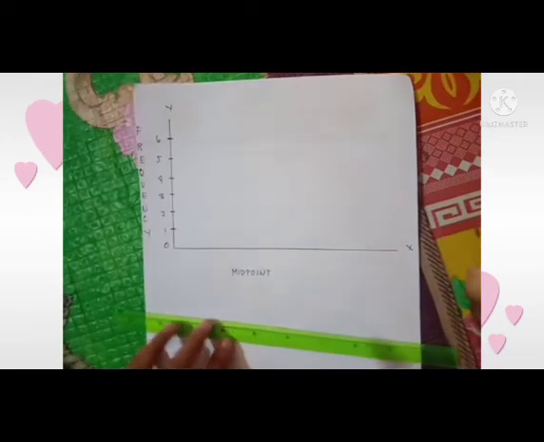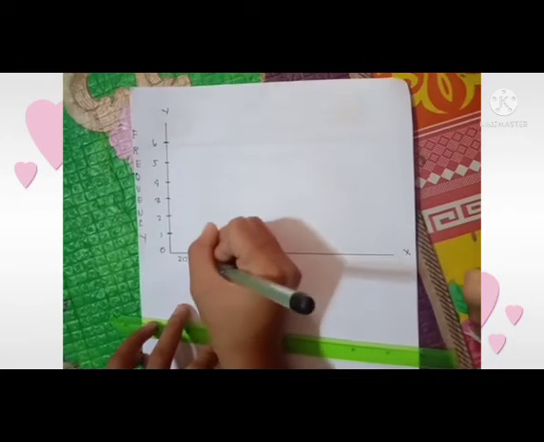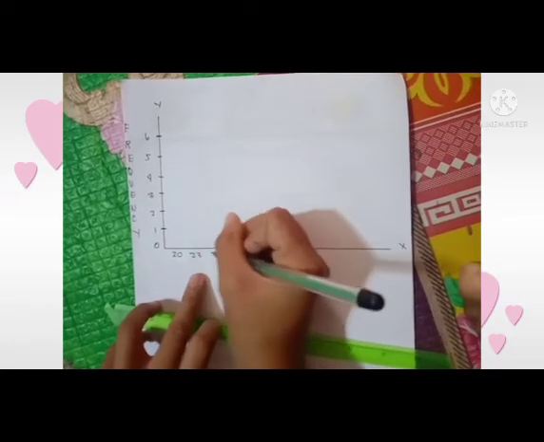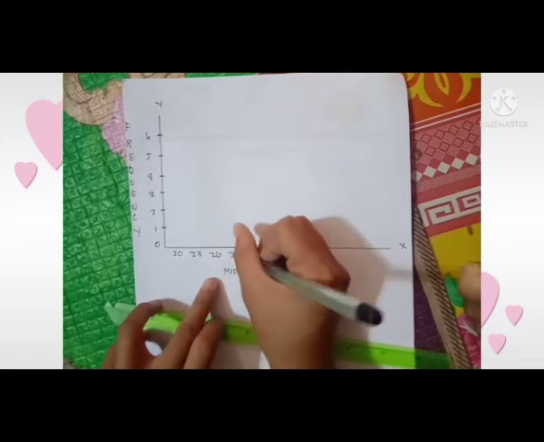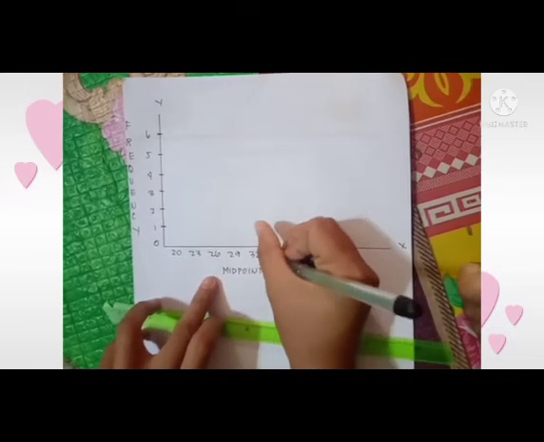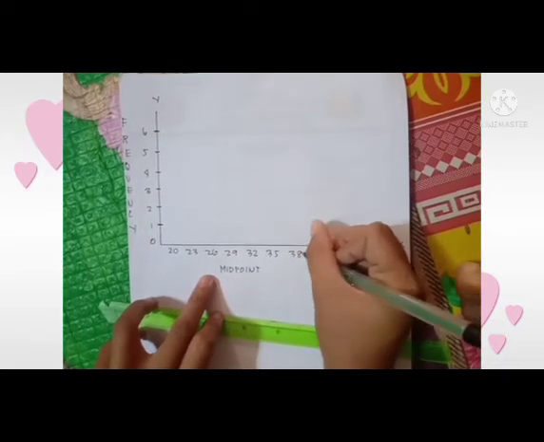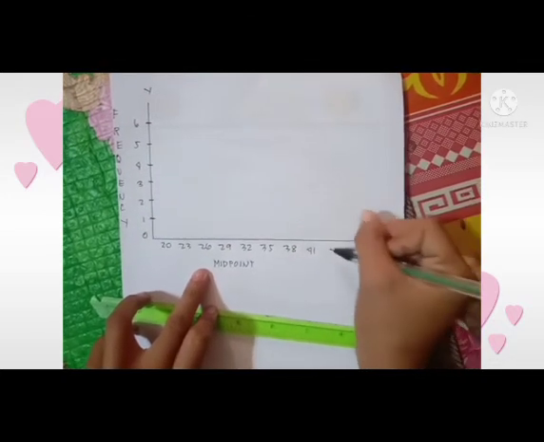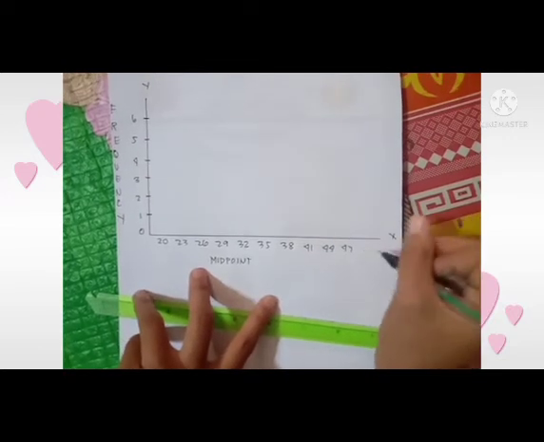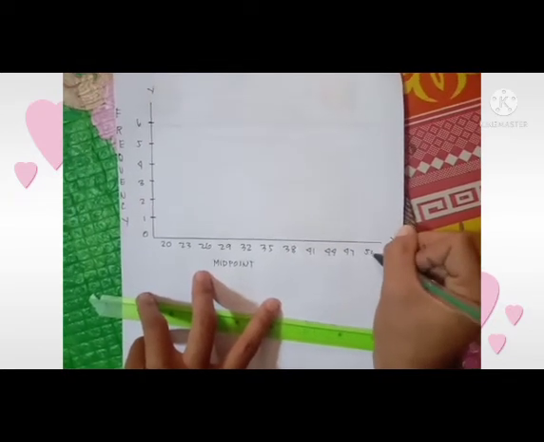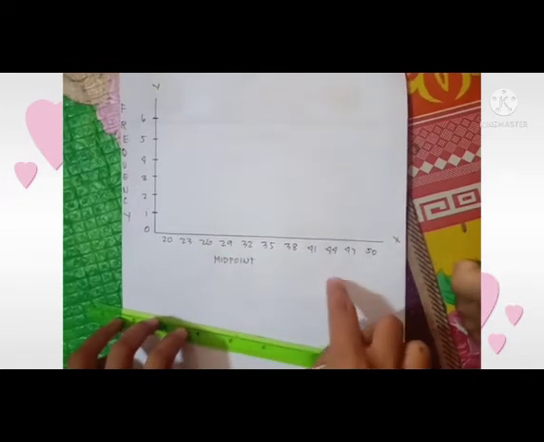So in midpoint, there are 20, 23, 26, 29, 32, 35, 38, 41, 44, 47, and 50. So now, we will plot.